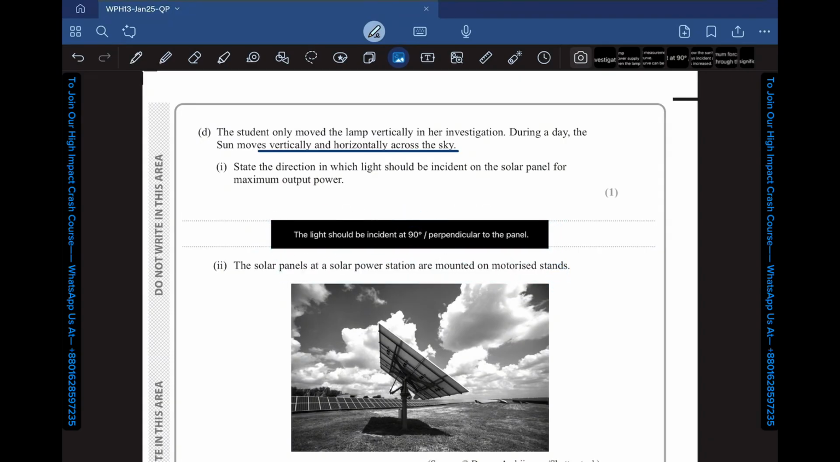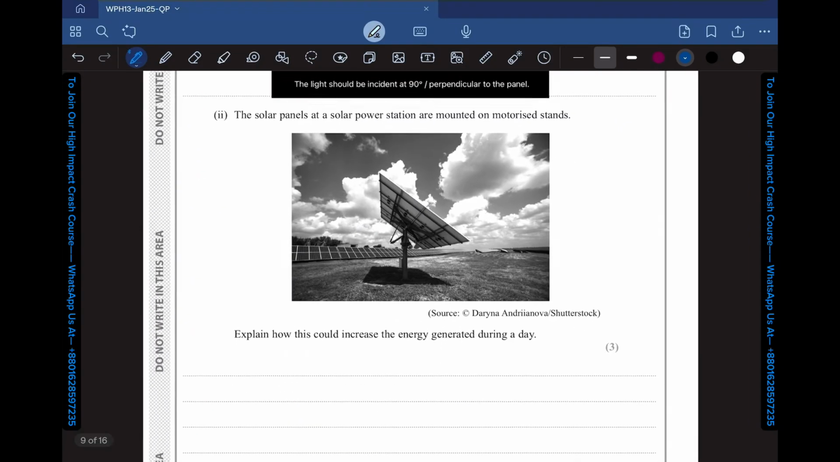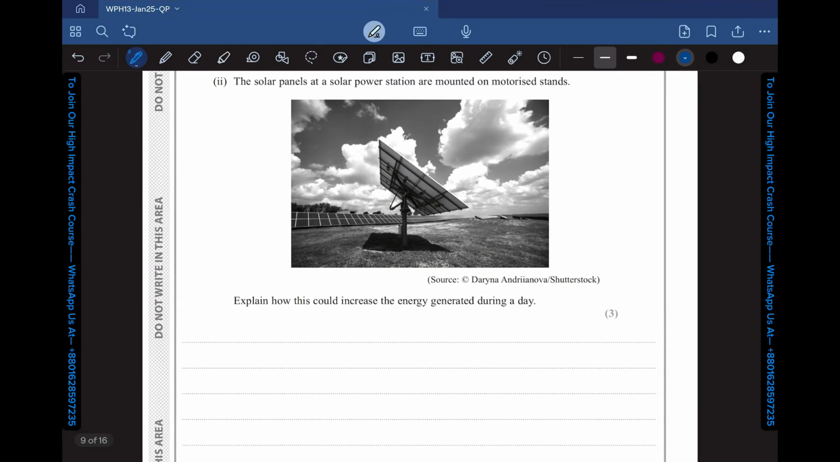So this is the exam answer: the light should be incident at 90 degrees, or perpendicular to the panel, to make sure that maximum output occurs. Now the next part says the solar panels at a solar power station are mounted on motorized stands. Okay, it was mounted. All right, so we have made a change. Explain how this could increase the energy generated during a day. So now we'll have to explain how it will increase the energy generation.